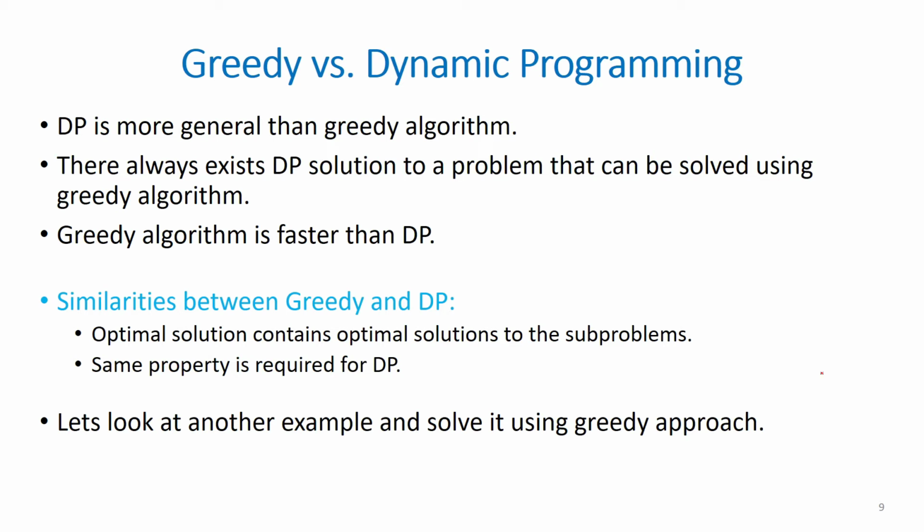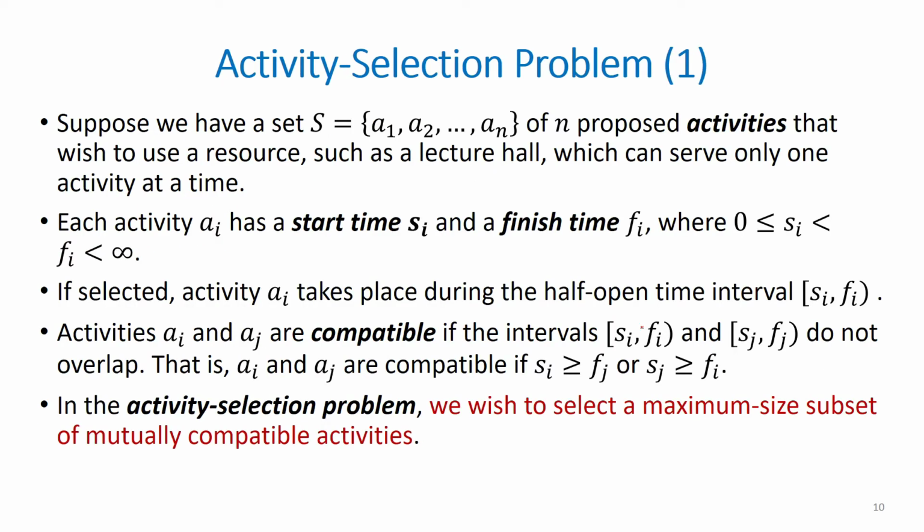Now let's look at another example and try to solve it using the greedy approach. This problem is called the activity selection problem and is a scheduling problem which is mostly experienced when allocating lecture hours to classrooms. Suppose you have a set S of n activities or lectures, and you have a single resource, say a classroom with proper air conditioning that all professors like. We want to accommodate as many lectures from the set S into this classroom such that no two lectures overlap.